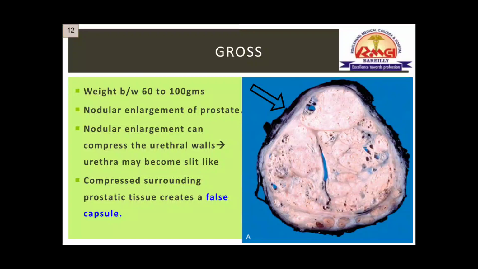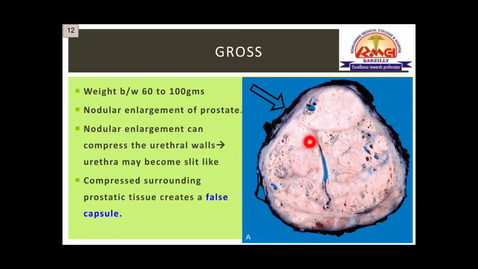So next we come to the gross examination of prostatic hyperplasia. When a patient has nodular enlargement of the prostate, the weight of the prostate will increase. Normal weight is about 20 grams. Now in BPH the weight increases to between 60 and 100 grams. There is nodular enlargement of the prostate. You see that prostatic tissue is increasing in number, forming nodules in the prostate, and this nodular enlargement can compress the wall of the urethra.